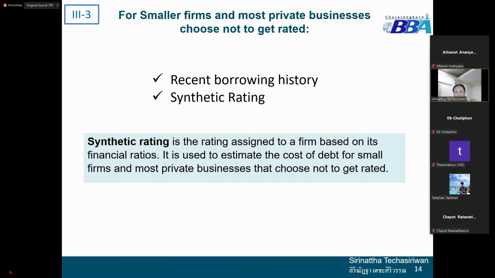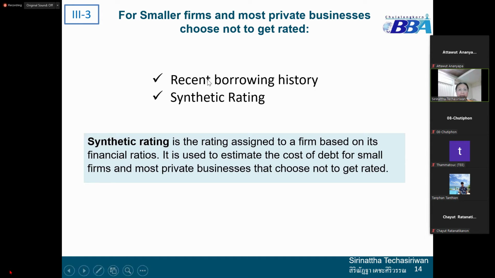So the first scenario, the second scenario, the third scenario. The third scenario is for a company with no debt paper issue, right? A company that doesn't issue any debt paper, so no credit rating. So in this case, you need to estimate the credit rating for a company by yourself.